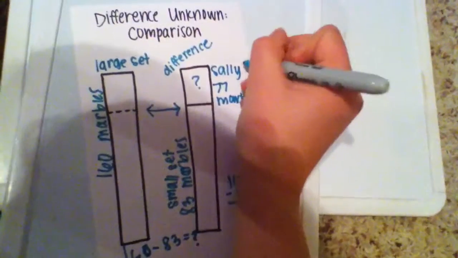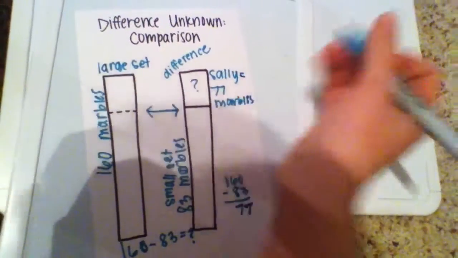And so that solves our problem. 77 is how many marbles Sally put in.